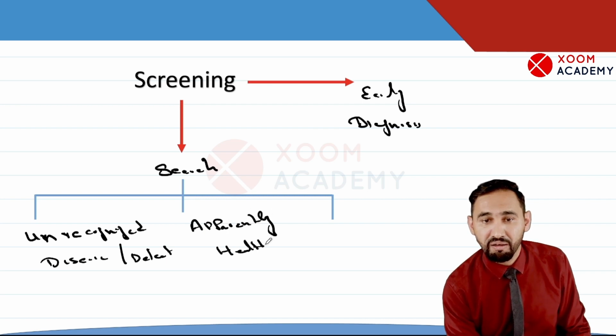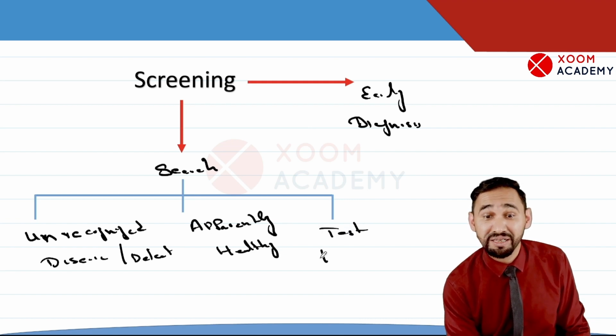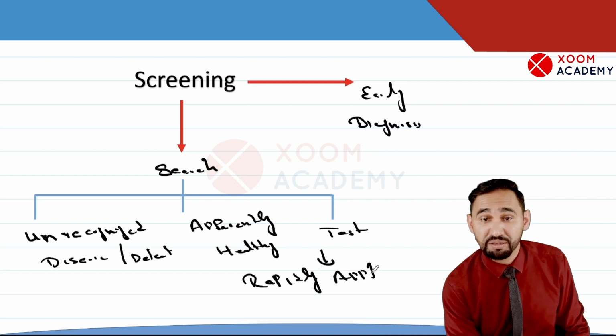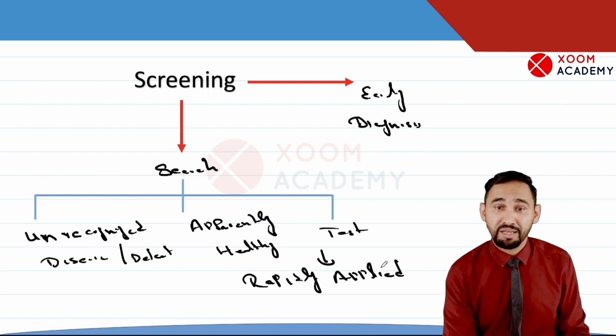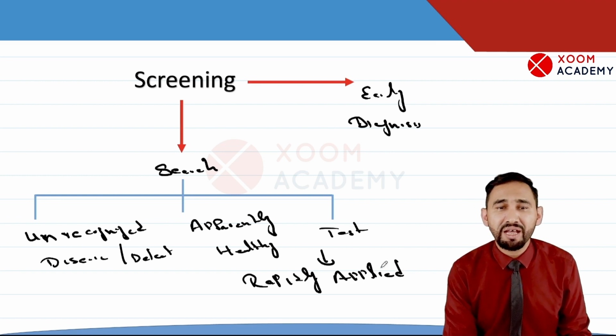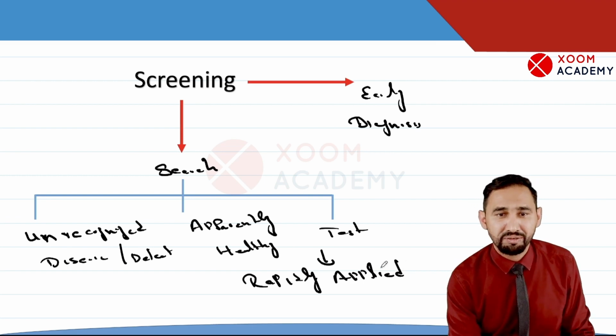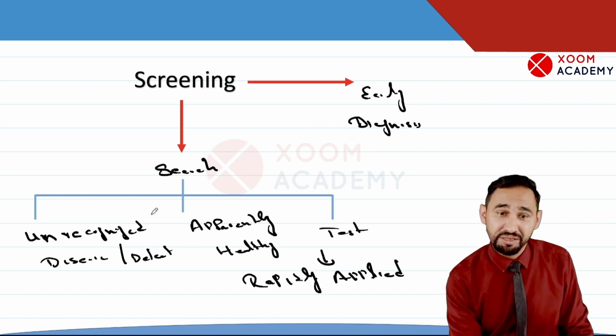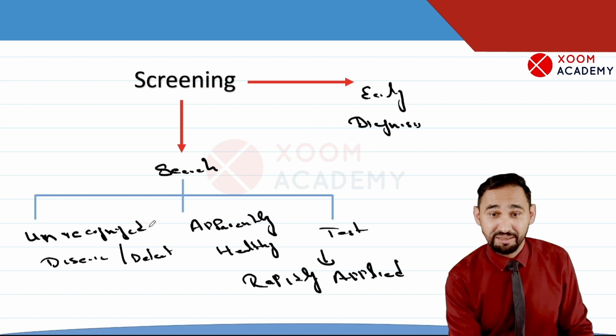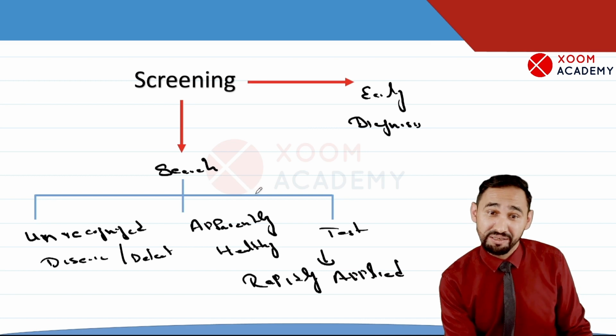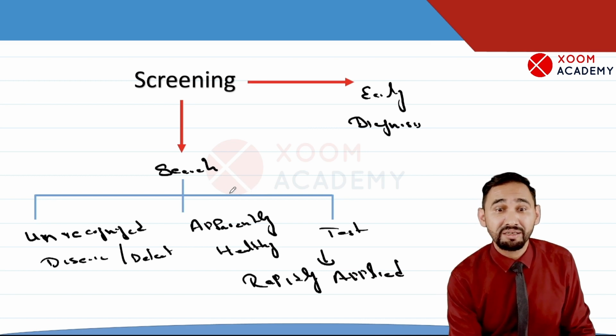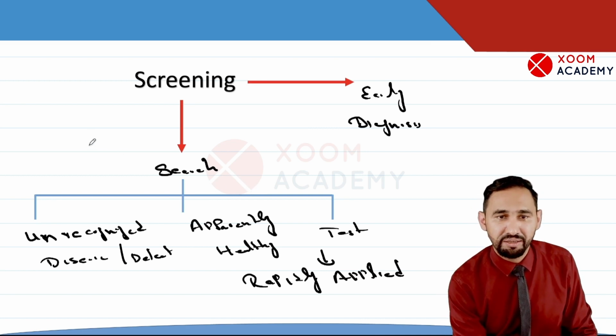And by means of which tests? Rapidly applied tests. Screening is done in high-risk groups or in vulnerable groups, like you do screening for diabetes. You search for the disease, diabetes, in apparently healthy people by means of rapidly applied tests. You can do BSR. Like you say, you want to search for diabetes in the community.